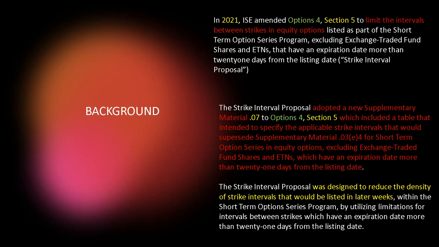The strike interval proposal adopted a new supplementary material 0.07 to options 4, section 5, which included a table that intended to specify the applicable strike intervals that would supersede supplementary material 0.03, section E4, for short-term option series and equity options, excluding exchange-traded fund shares and exchange-traded notes, which have an expiration date more than 21 days from the listing date. The strike interval proposal was designed to reduce the density of strike intervals that would be listed in later weeks within the short-term option series program by utilizing limitations for intervals between strikes, which have, again, an expiration date more than 21 days from the listing date.